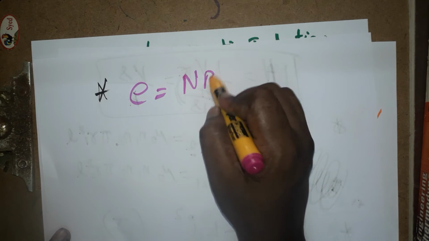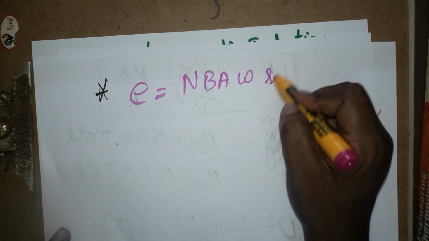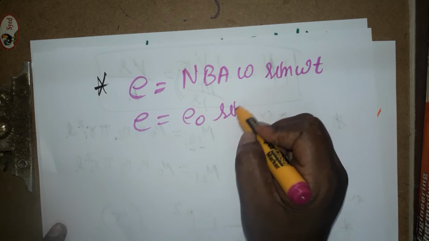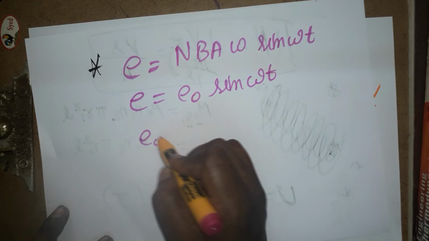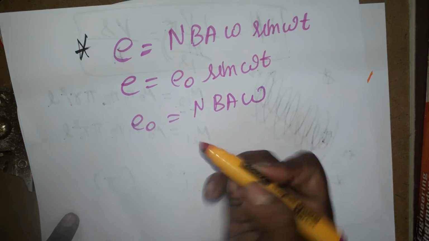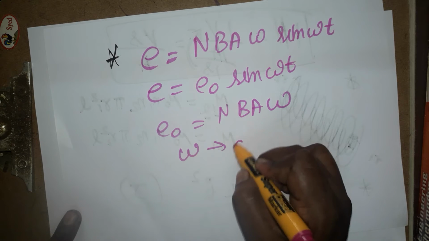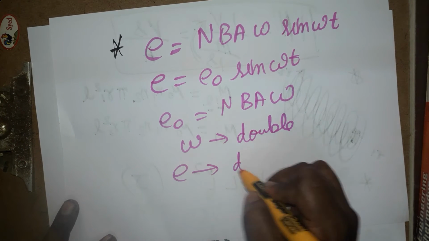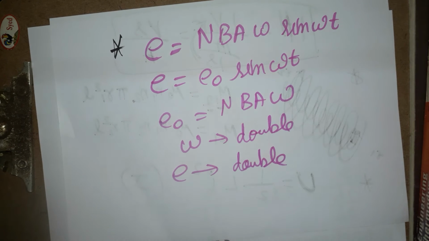Okay, EMF is equal to NBA omega sin omega t. The same formula we can write as E is equal to E naught sin omega t. We get E naught is equal to NBA omega. Okay. One sample paper question: omega has become double. How will EMF change? EMF also becomes double. Very simple explanation.